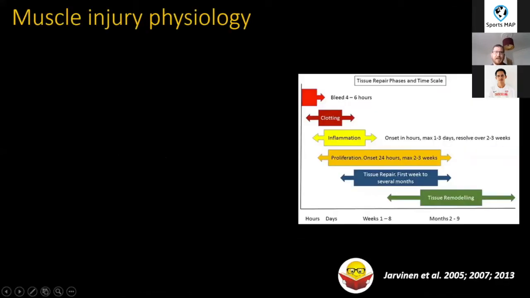Good, okay. So first off, a little bit about muscle injury healing physiology. So broadly speaking, muscle injuries follow a three-step course of healing. So this is destruction, reparative, and remodeling. And I would strongly recommend everyone to read the papers by Järvinen in the bottom right-hand corner. They'll go into this in a lot greater detail than me.